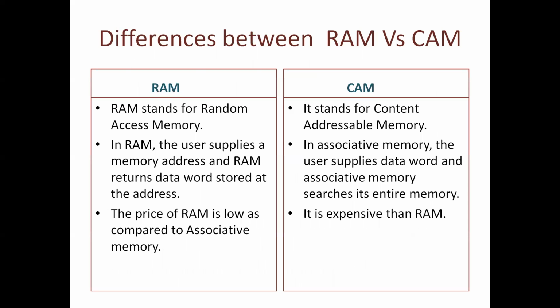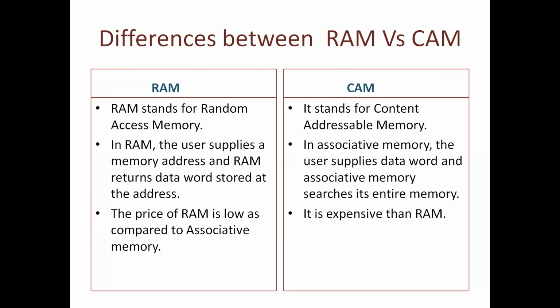Next, now we come to the topic RAM versus CAM. The first difference is that RAM stands for random access memory, whereas CAM stands for content addressable memory. In RAM, the user supplies a memory address and RAM returns the data word stored at that address. In associative memory, the user supplies a data word and the associative memory searches its entire memory.